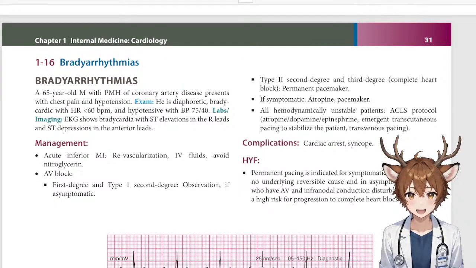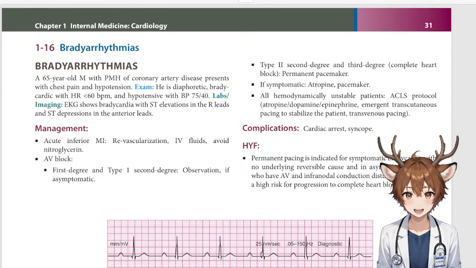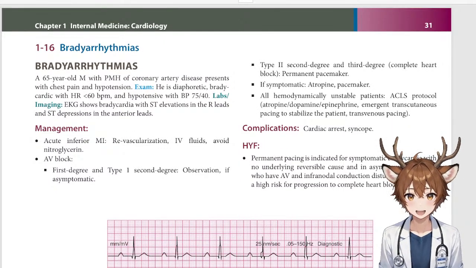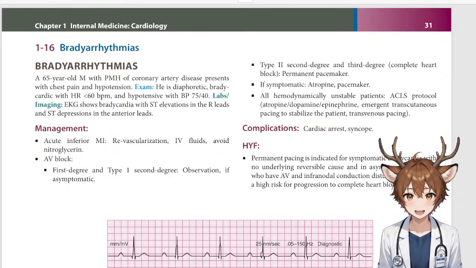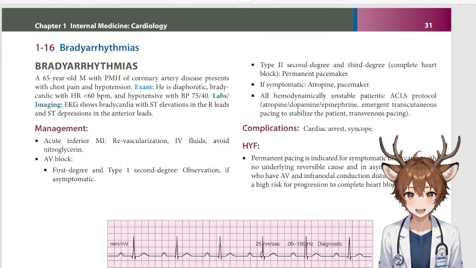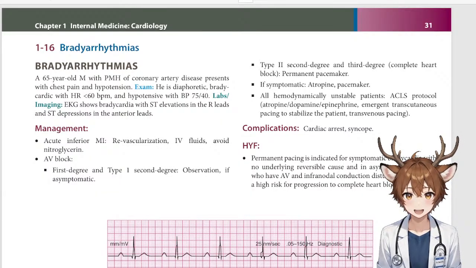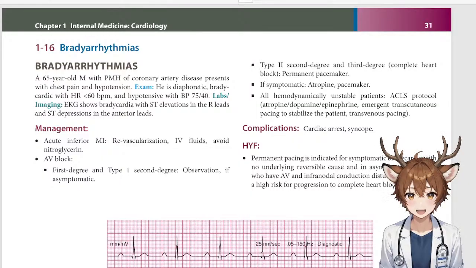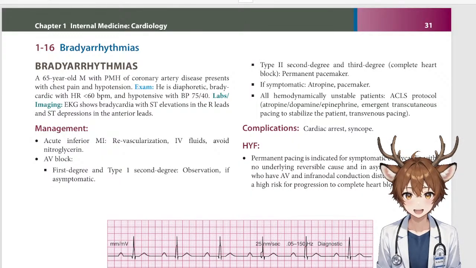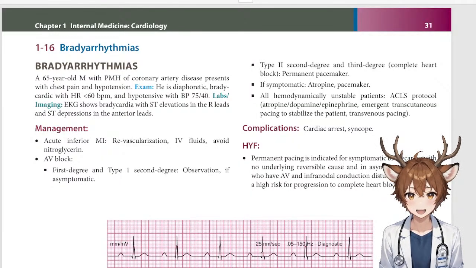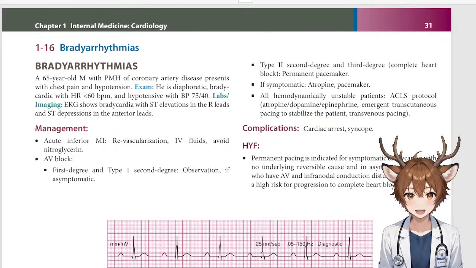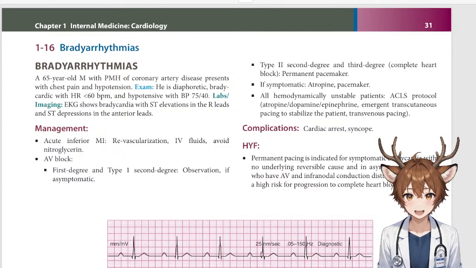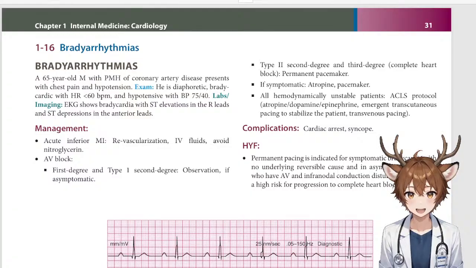Unless it's Mobitz type 1, in which case you might not necessarily need a pacemaker, but you might still want to. If symptomatic, atropine, pacemaker. All hemodynamically unstable patients: ACLS protocol, atropine, dopamine, epinephrine, emergent transcutaneous pacing to stabilize the patient, transvenous pacing. Complications: cardiac arrest, syncope. High yield fact: permanent pacing is indicated for symptomatic bradycardia with no underlying reversible cause and in asymptomatic patients who have AV and infranodal conduction disturbances that have a high risk for progression to complete heart block or asystole.